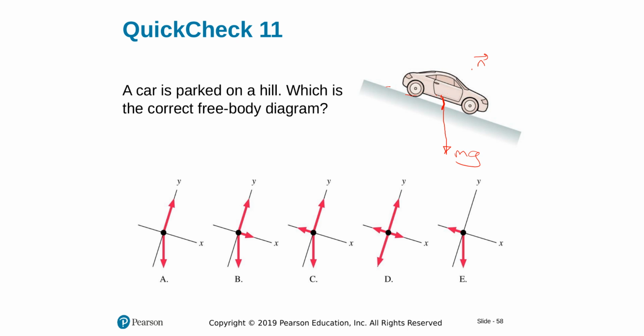So mg down here, normal force perpendicular to the surface, and friction is against the motion. Actually, friction here will be applying to each wheel separately, but I'm going to show one overall friction. Now, the car is parked, which means we have static friction, normal force, and mg. So the free body diagram will look like this.